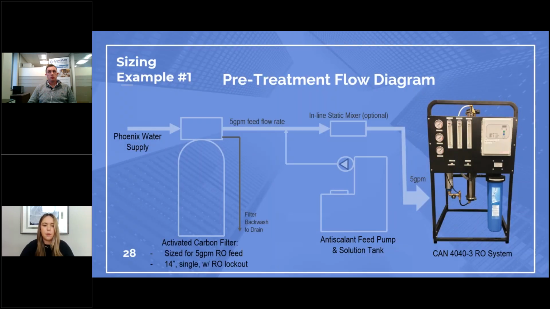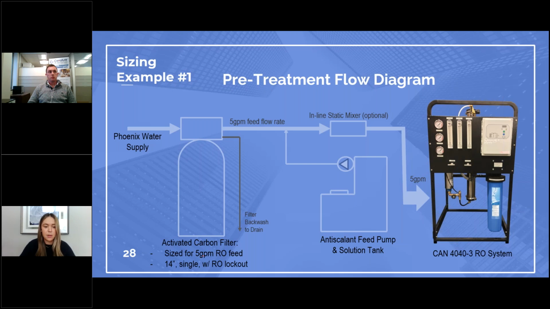Okay, so here we have a pre-treatment flow diagram. This is our setup here with our carbon filter and our anti-scalant for the RO system. You can see the 5 gallon a minute feed flow rate that we're trying to achieve. The anti-scalant system is going to go right up front of the RO system, and before that, we've got our activated carbon filter.